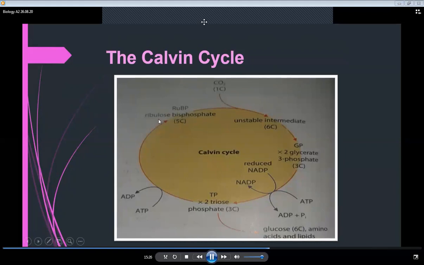Ribulose bisphosphate is usually abbreviated as RuBP. Remember one thing about using the abbreviation. If it is a one-word answer, like if they say name the 5-carbon compound in the Calvin cycle with which carbon dioxide combines, you have to write down ribulose bisphosphate. Never write it as RuBP. You are not going to get the mark. There are some rules of using abbreviations in Cambridge papers.